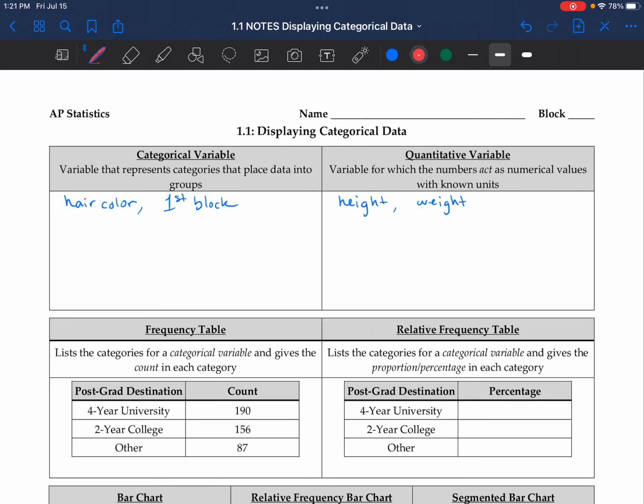And before we get into it, one of the common things that you should think about is just because something is a number doesn't always mean it is quantitative. An example might be your student ID number. Even though it is a number, it really wouldn't make sense to call it a quantitative variable because it doesn't have any units attached, and it doesn't really act like a number in the sense of how height and weight do.